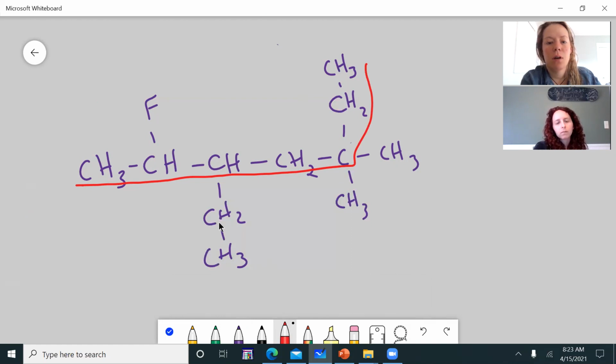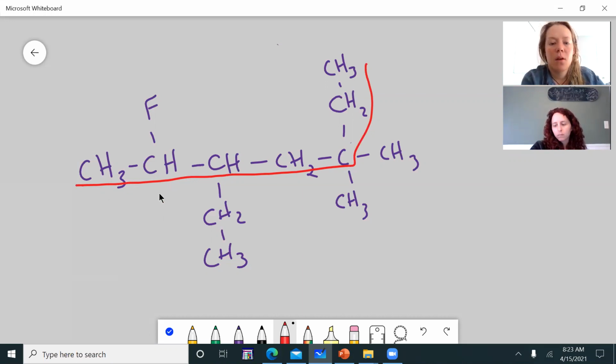If you're wondering, well, could I have gone this other way, because that also would have been 7? You don't want to have an accessory off of an accessory. That would have made it like an ethyl group with a fluoro off of it. So let's keep the accessories just coming off the main chain.